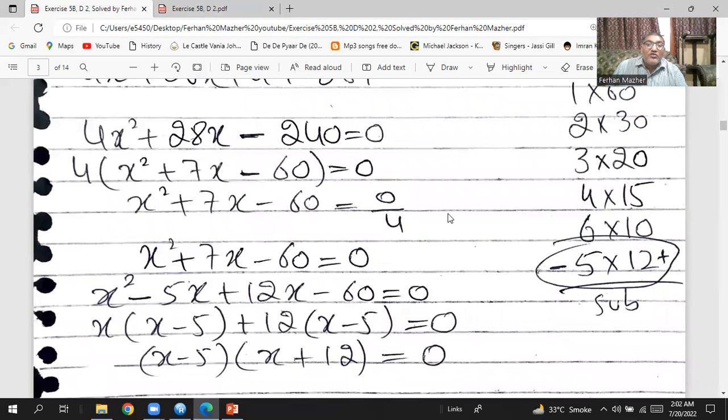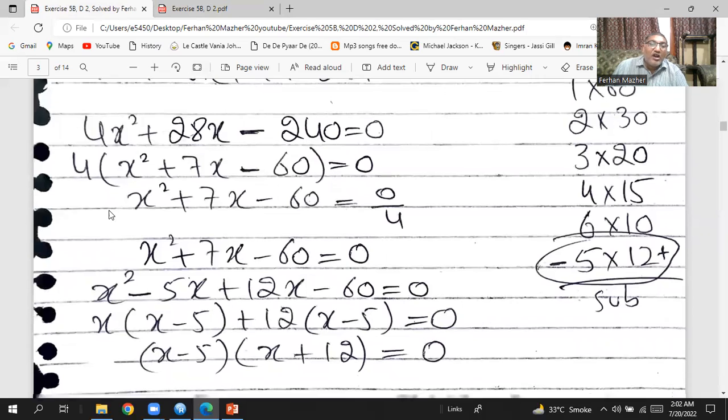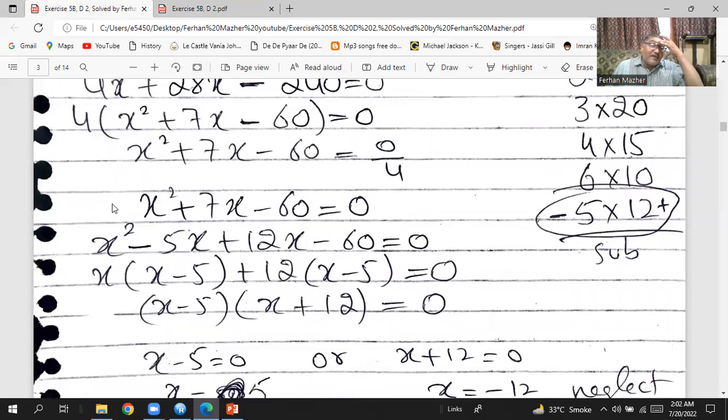So this 4 will go to the other side. It will divide, so that thing will become 0. So now you have x square plus 7x minus 60 equals to 0. So we will have x square minus 5x plus 12x minus 60 equals 0.